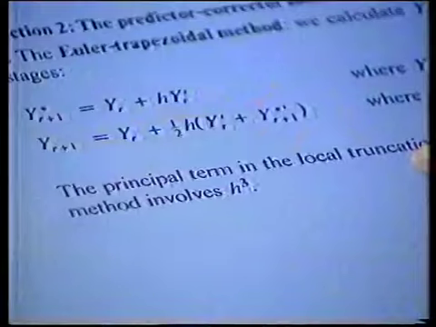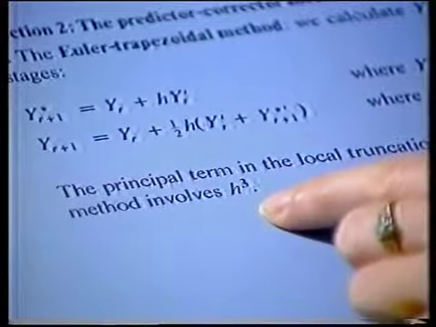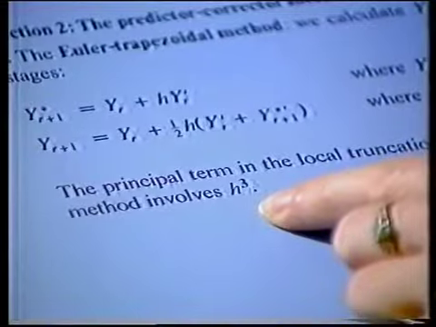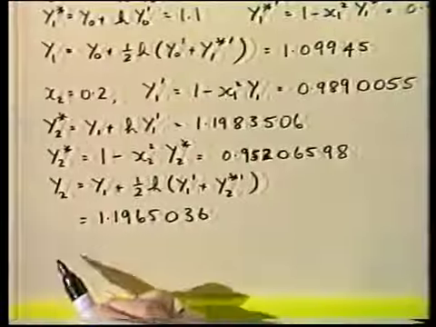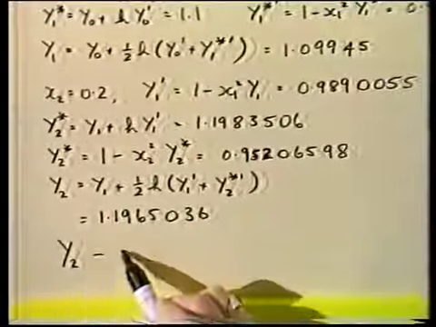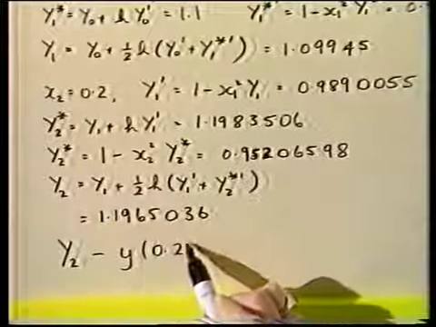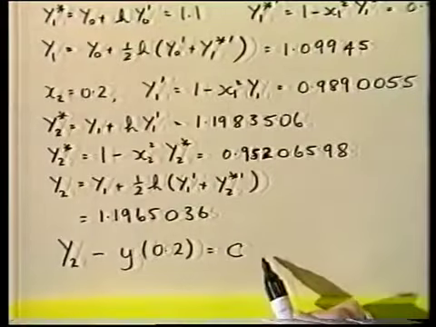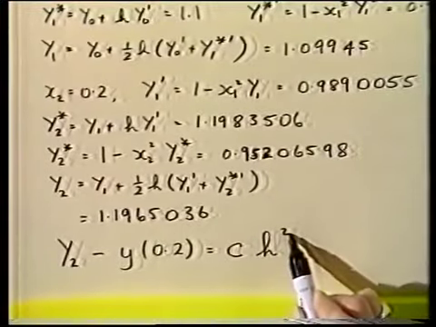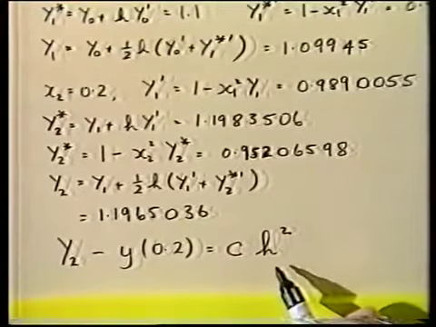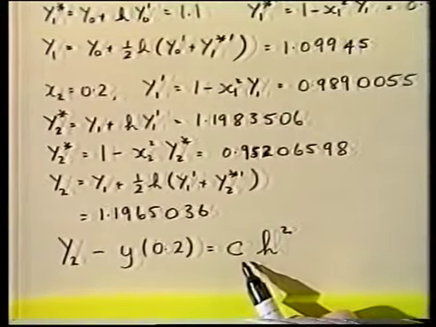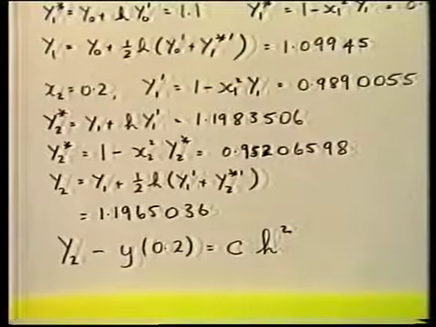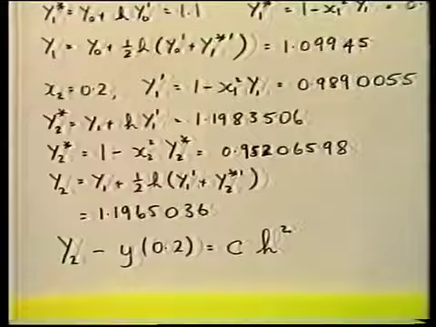The handbook says that the local truncation error for the method is proportional to h cubed. And this means that the global error is proportional to h squared. So we can write y2 minus y at 0.2 is equal to some constant c times h squared. From the calculations in part 1 with h equals 0.1, we can find c. And then we can use this formula to find the value of h, which will give us the required accuracy.